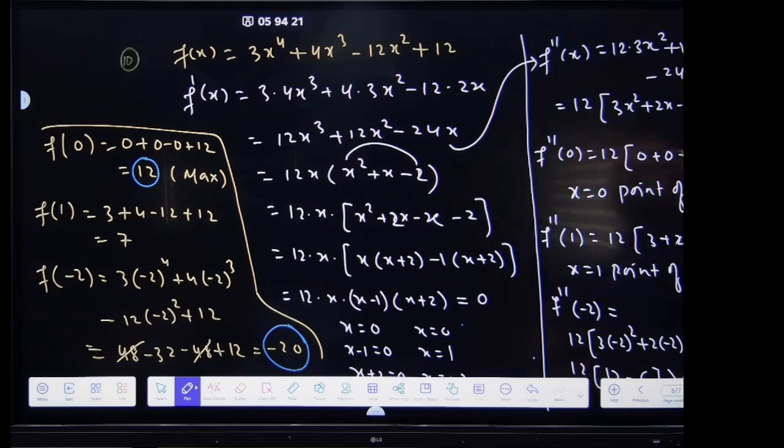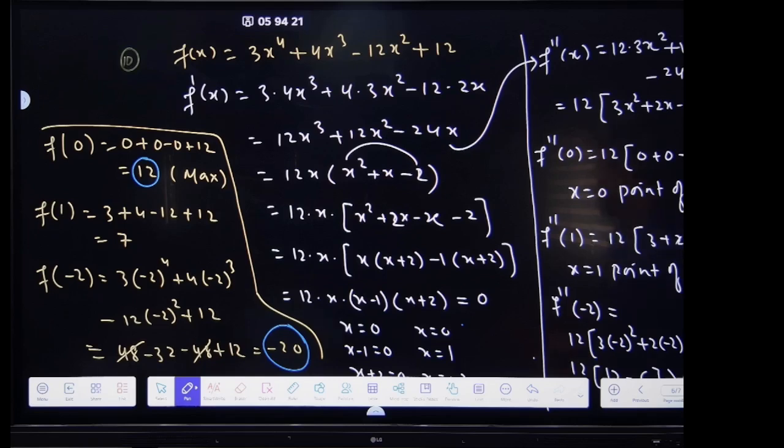I think they are just asking which point it is, or value they are asking. They have given statements. What is the first statement? Local maxima value of f is 12. Local maxima, yeah, it is true. Local minima values of f are 7 and minus 20. Yeah, it's true. Both are true.